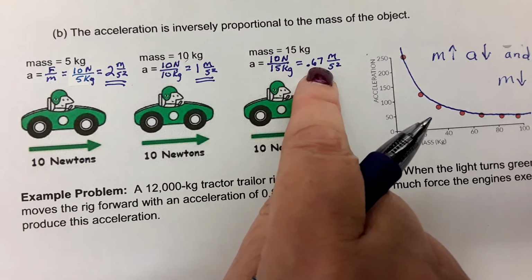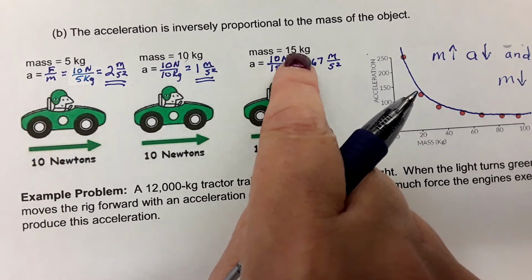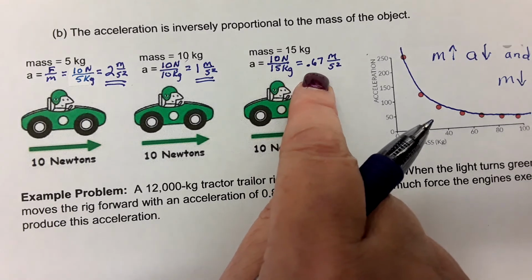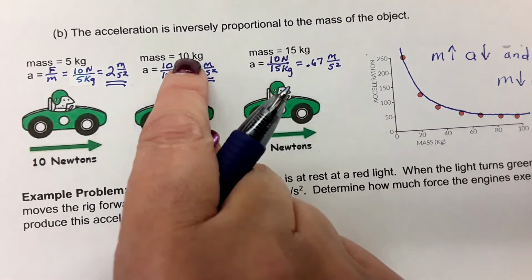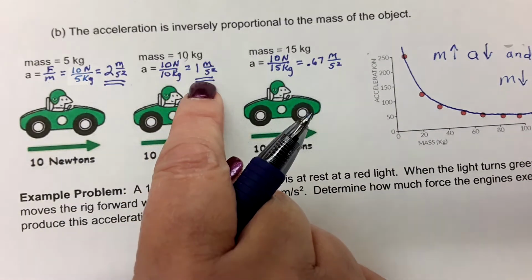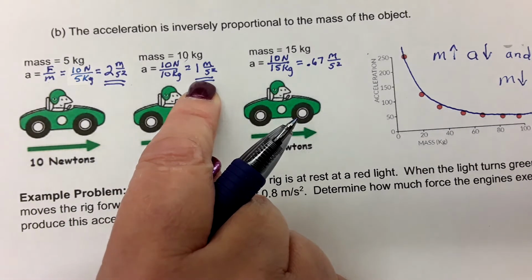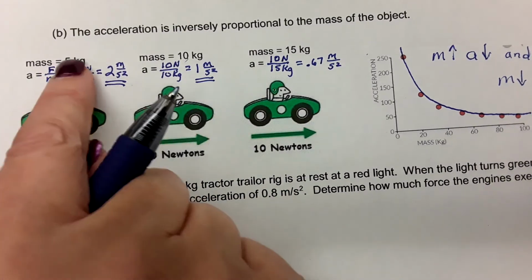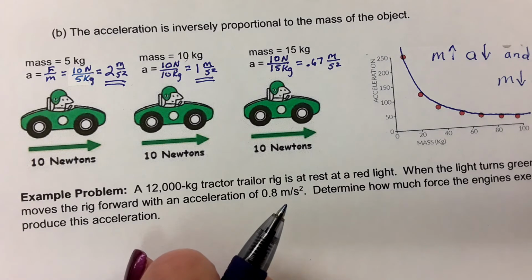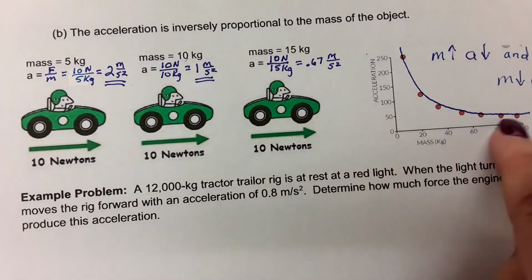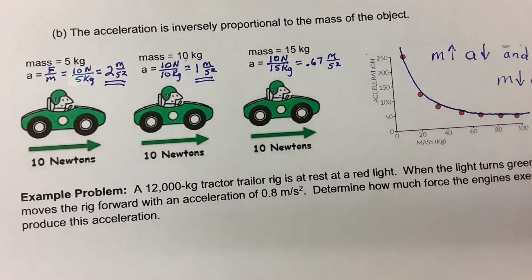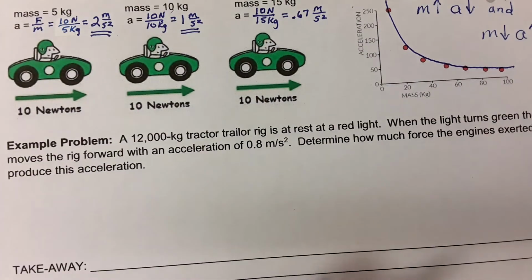So that means it takes 3 times the mass, and you get 1/3 the acceleration. Twice the mass, you get half the acceleration of what you get with the original mass. Kind of wild that it works that way, doesn't it? Okay, so that's an inverse relationship.